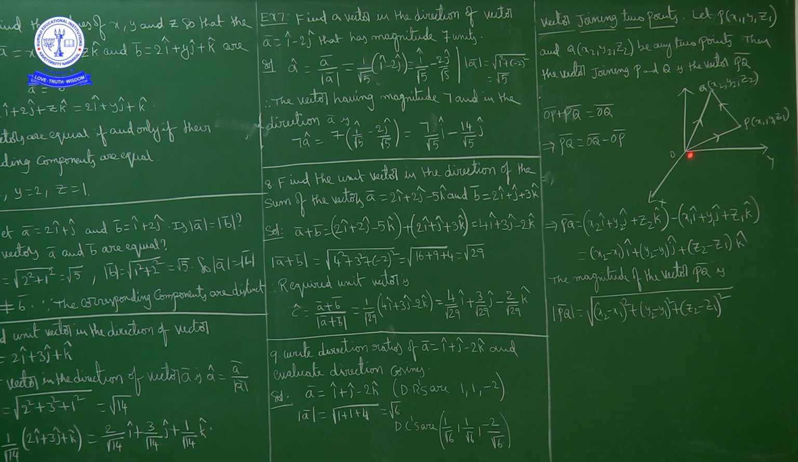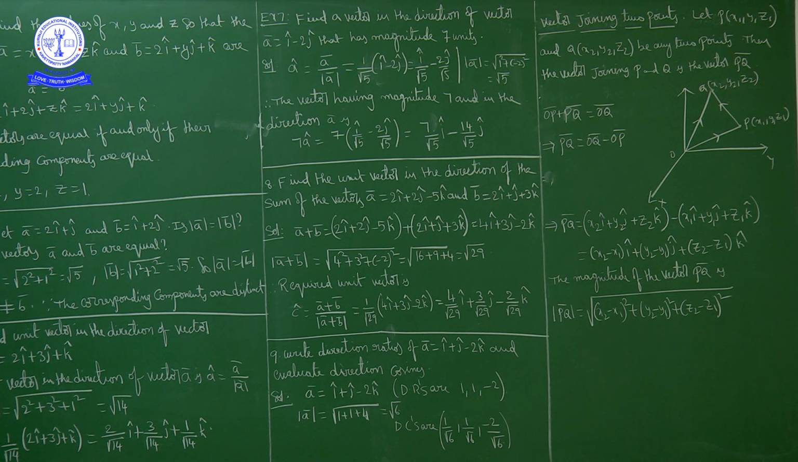Now OP bar is a position vector, and OQ bar is a position vector. Now the vector joining the points P and Q is PQ bar. P and Q are any two points in space, then the vector joining P and Q is PQ bar.